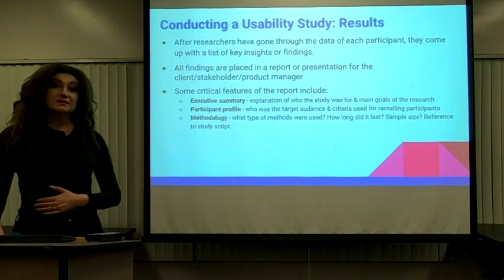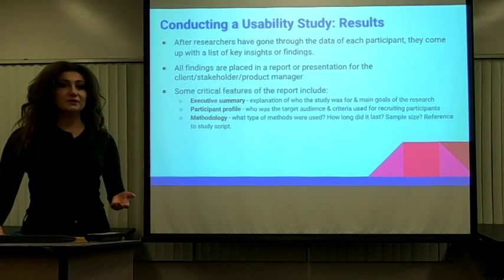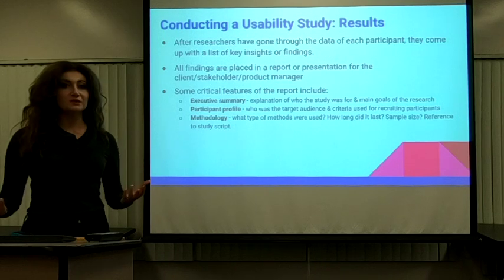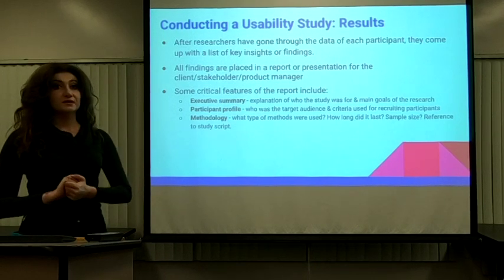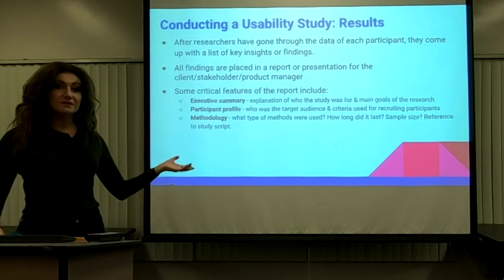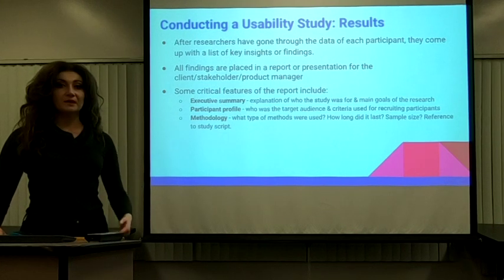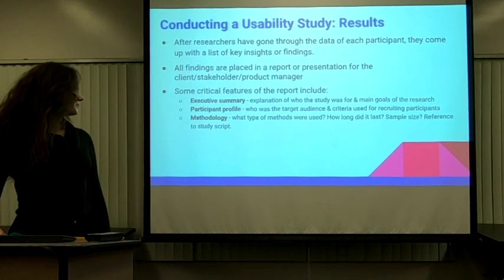The methodology is another really important factor to include in your research report. What type of methods were used? Did you use qualitative data? Did you use quantitative data? Did you use a combination of techniques? Did you have cognitive think alouds? Did you actually use prototypes? So all of these things need to be placed in this report so anyone who has no idea about what you did will actually be able to understand and, if not, replicate exactly what you did in the future.